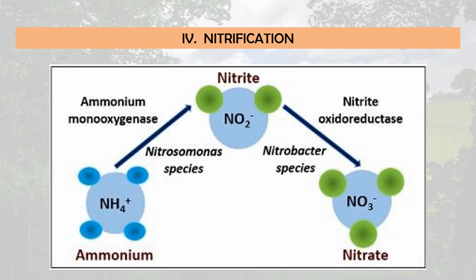This process of oxidation of ammonia is called nitrification because of the production of nitrites and nitrates. It is done by some bacterial species with the help of enzymes like ammonium monooxygenase, where ammonia is converted into nitrite, and nitrite oxidoreductase, where the nitrite is converted to nitrate.